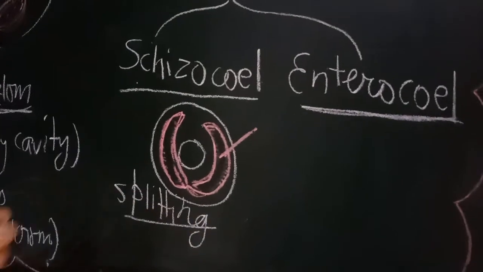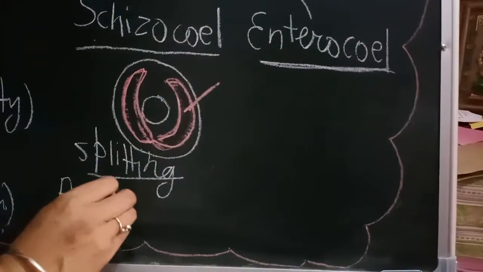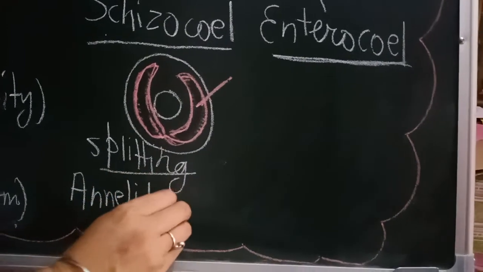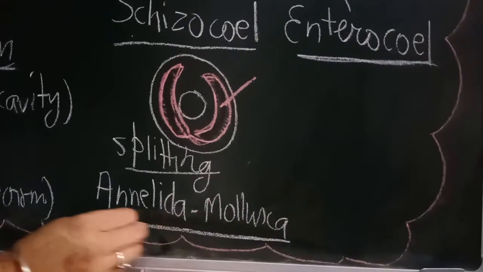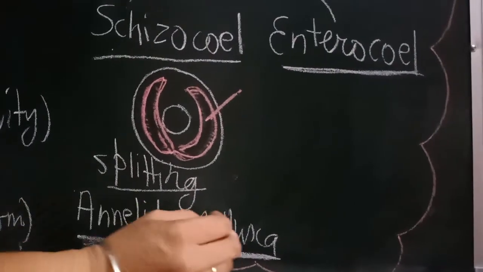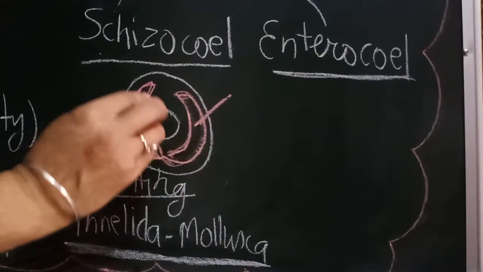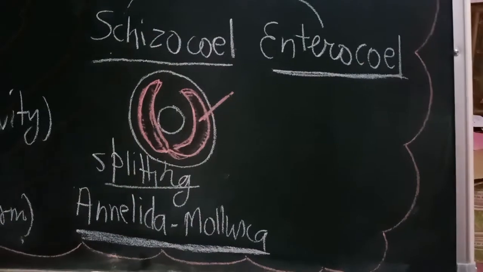This mode is shown by all the non-chordates from Annelida up to Mollusca. In Annelida, true coelom appears. So from Annelida to Mollusca, the coelom is formed by the splitting of the mesodermal patch.